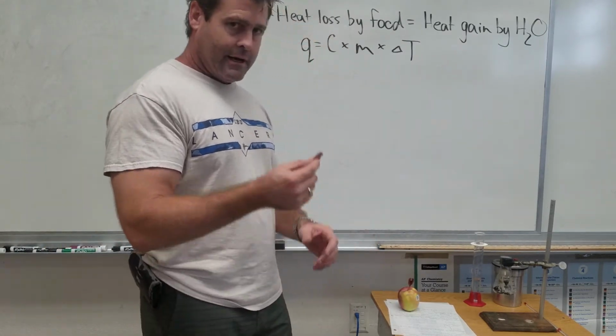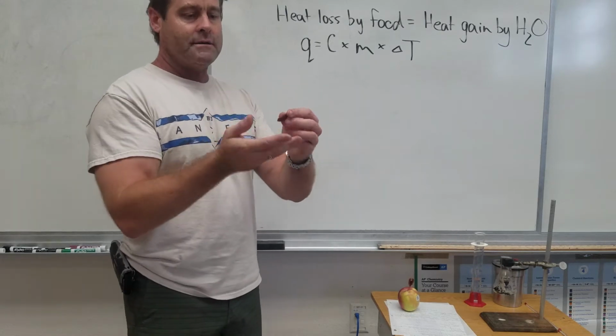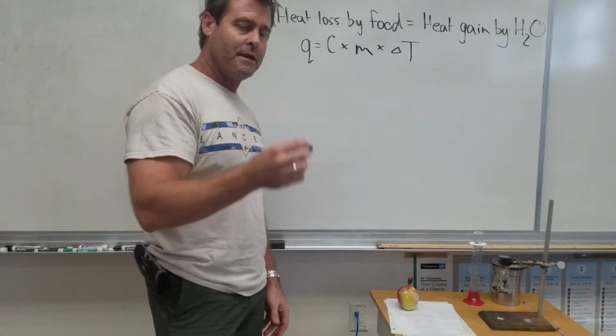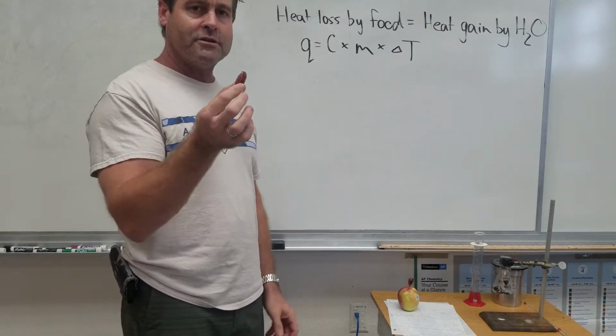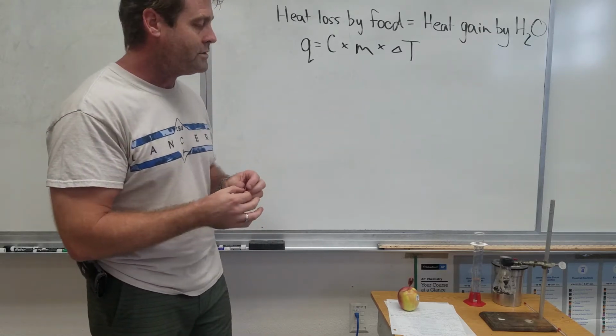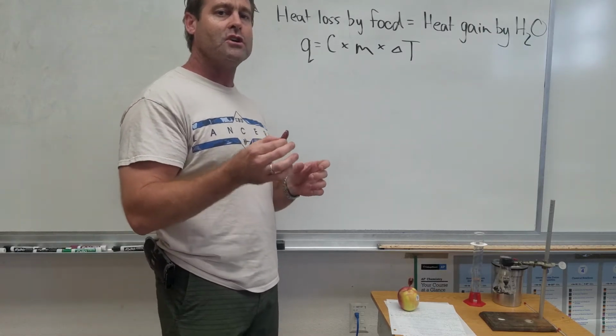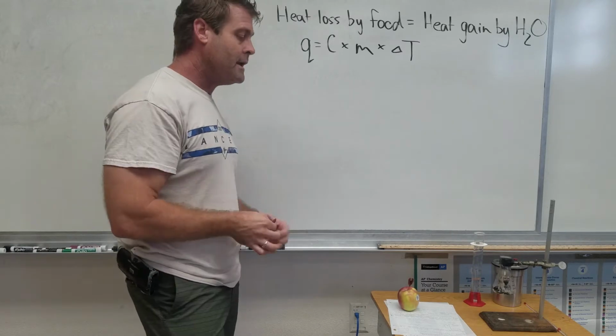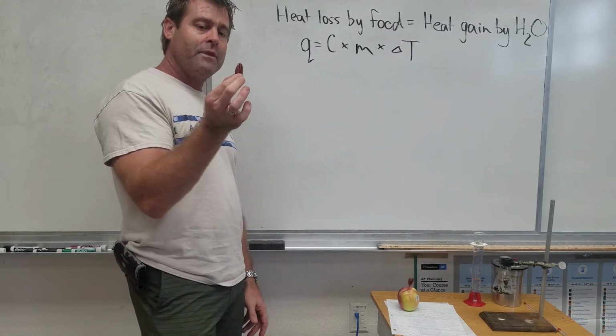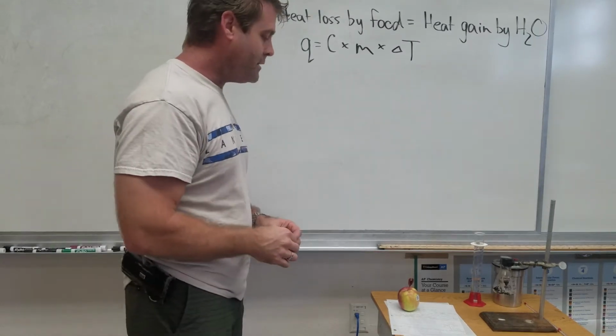For example, I have a pecan here. Let's say it weighs about 10 grams. The pecan has an amount of energy, so what we're going to do is have a simple setup here. It's going to be very simple to show you how we could ultimately calculate how much energy, and thus how many calories, this food item has.